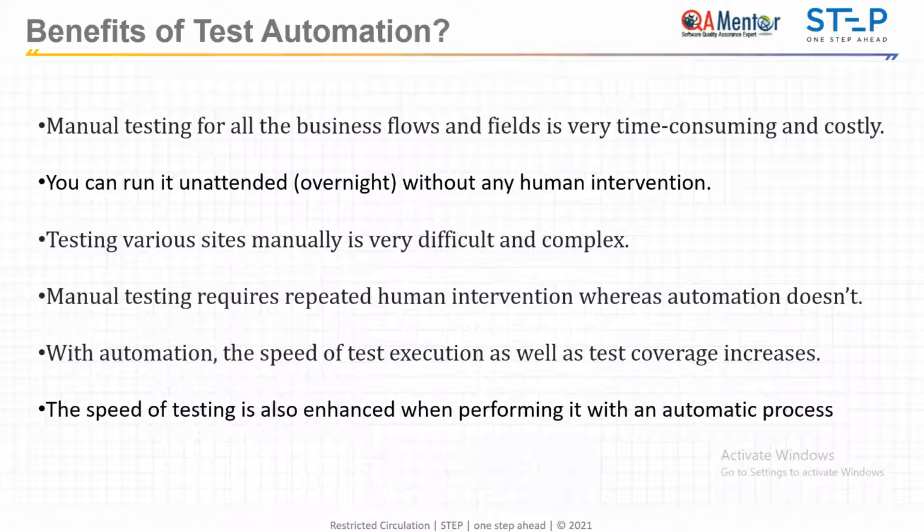For manual testing, if we need to do it 24/7, we need two or maybe three shifts of resources working on manual testing. That's the reason automation is better, as we can run it 24/7. Testing various sites manually is very difficult and complex, because again and again, with different types of test data and different permutation combinations of functionality, we need to do the testing.